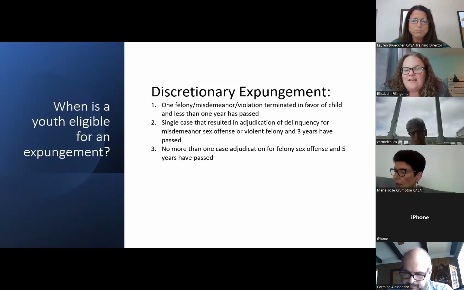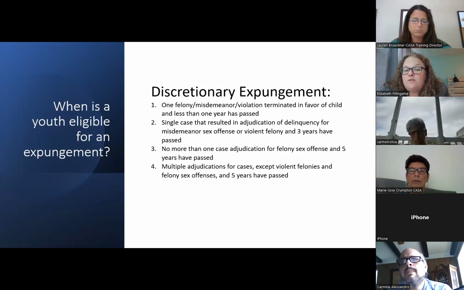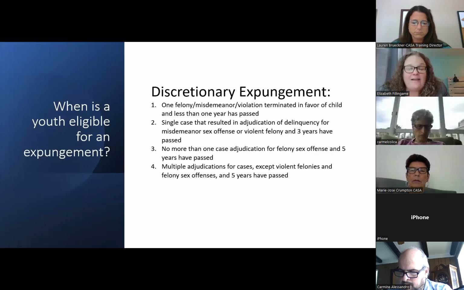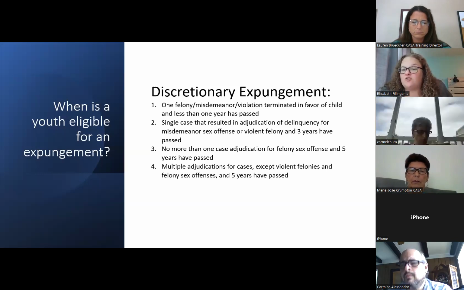No more than one case adjudication for a felony sex offense and 5 years have passed qualifies for a discretionary expungement. We can have multiple adjudications for cases except violent felonies and felony sex offenses, and 5 years have passed. So this was a change a few years ago. Youth that had a ton of charges would not qualify after they had so many adjudications. The way the statute was amended now says, even if they have multiple adjudications, they can still qualify, but the time period they have to wait is longer.